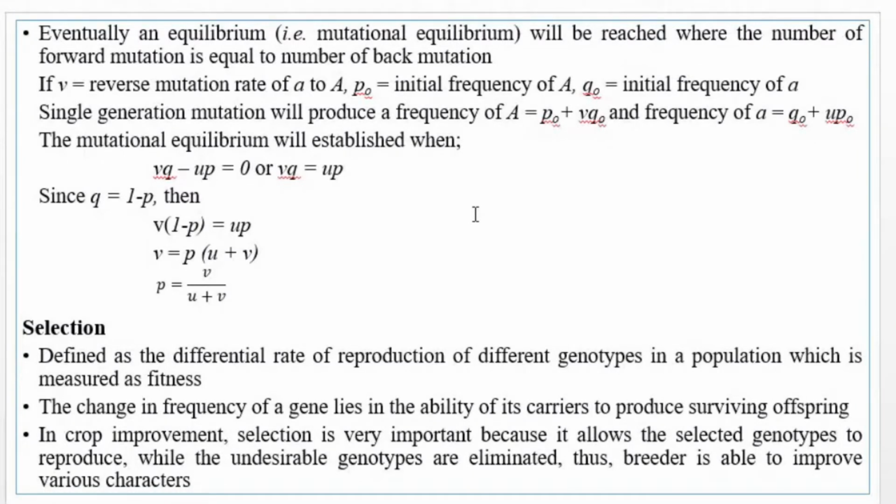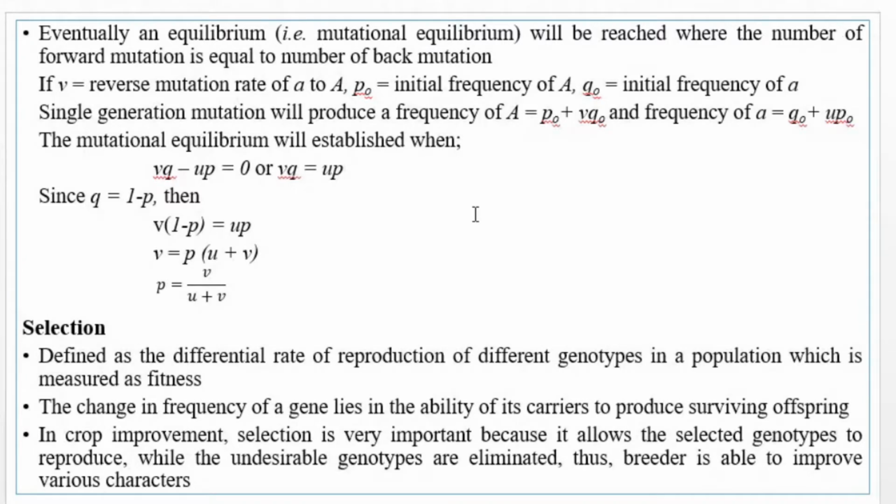If individuals carrying one allele can produce surviving offspring, then the allele frequency will be present for that particular gene. If it cannot produce viable offspring, then the frequency of that allele will be reduced, or it will change.